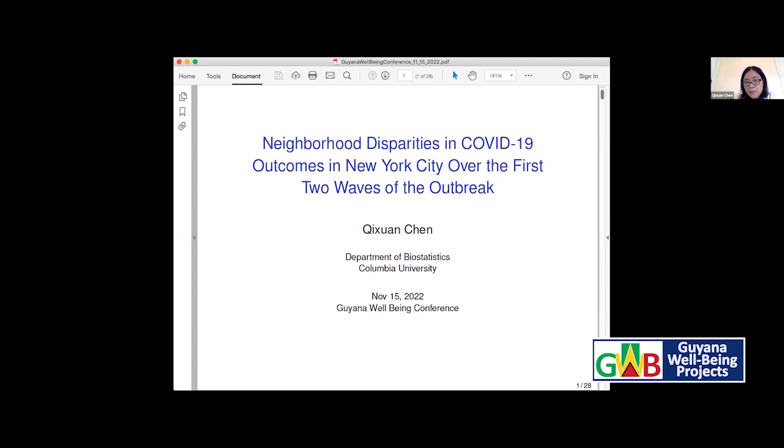A lot of things changed between these two waves. When the first wave hit New York City, people barely had any knowledge about this virus. People didn't know it was really serious, that we need to wear masks, that we need to maintain social distance. But when the second wave hit, people were more educated and had more knowledge, and also a lot of strategies were implemented.